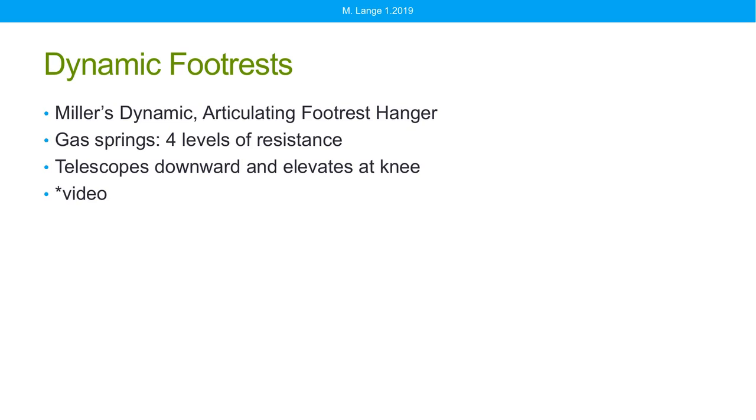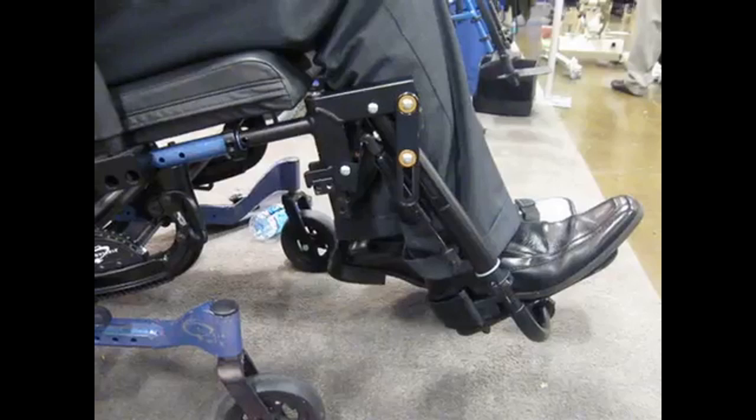Again, in the United States, we have these modular options. Miller's has the dynamic articulating footrest hanger. They also have a few related new products. They have different levels of resistance and utilize a gas spring. This telescopes downward and elevates.